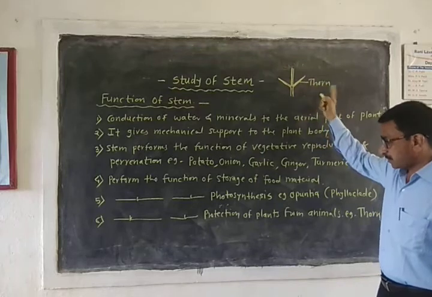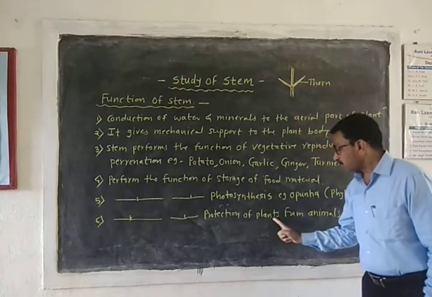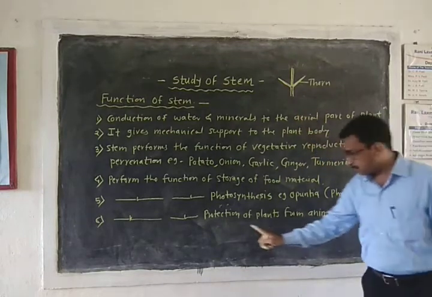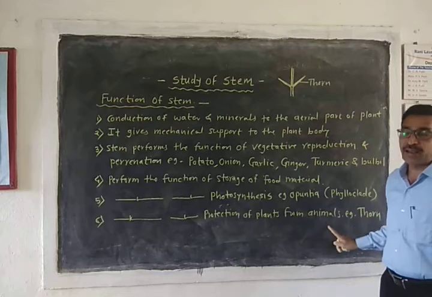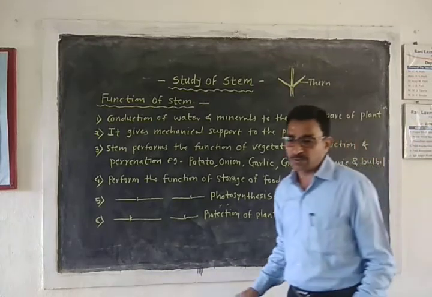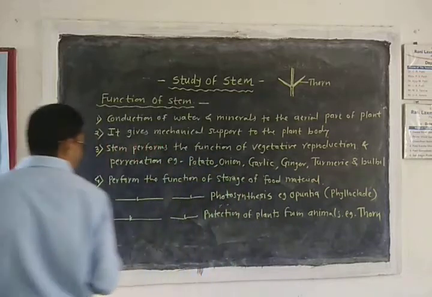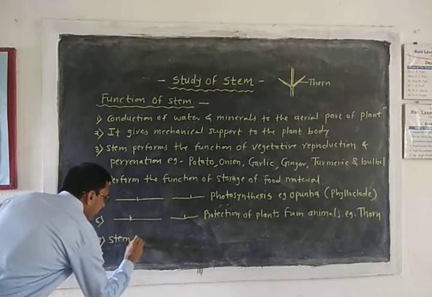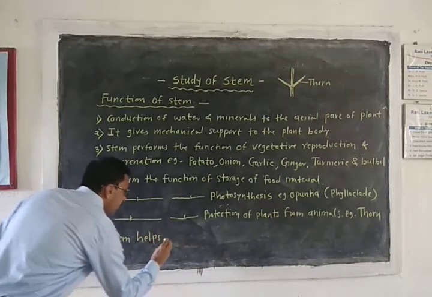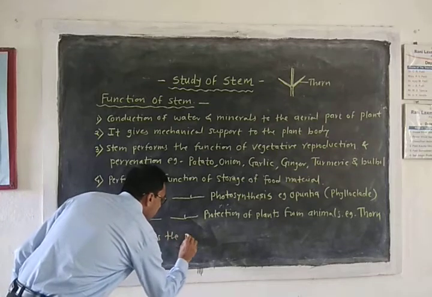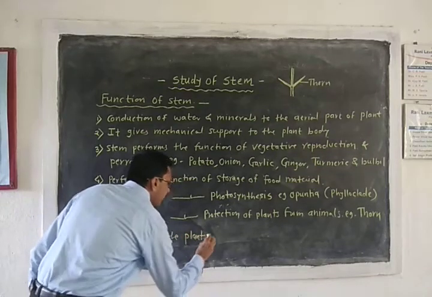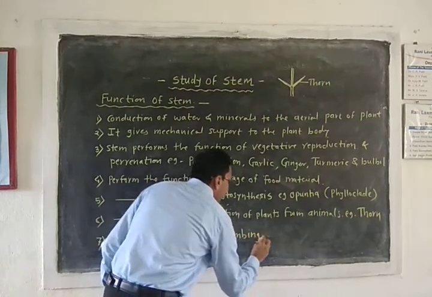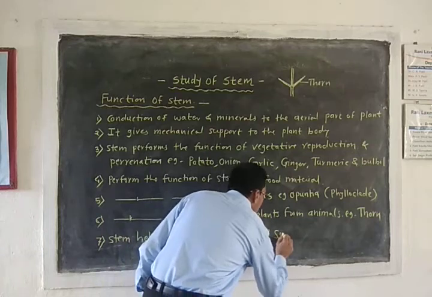And this thorn protects the plants from the animals. Hence, sometimes the stem also performs the function of protection of plants from the animals. This is the sixth function of the stem. And the last function of stem, the stem helps the plants in climbing and support.